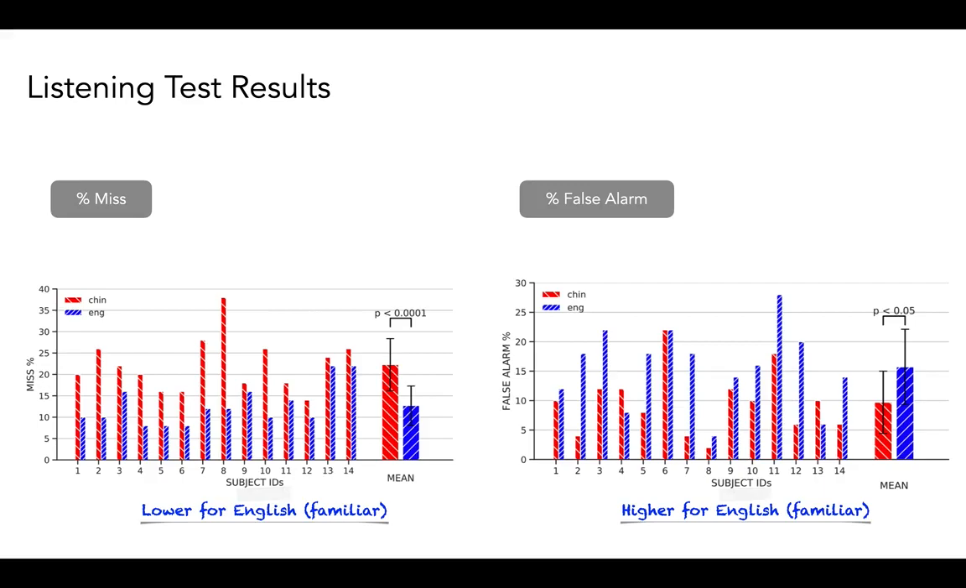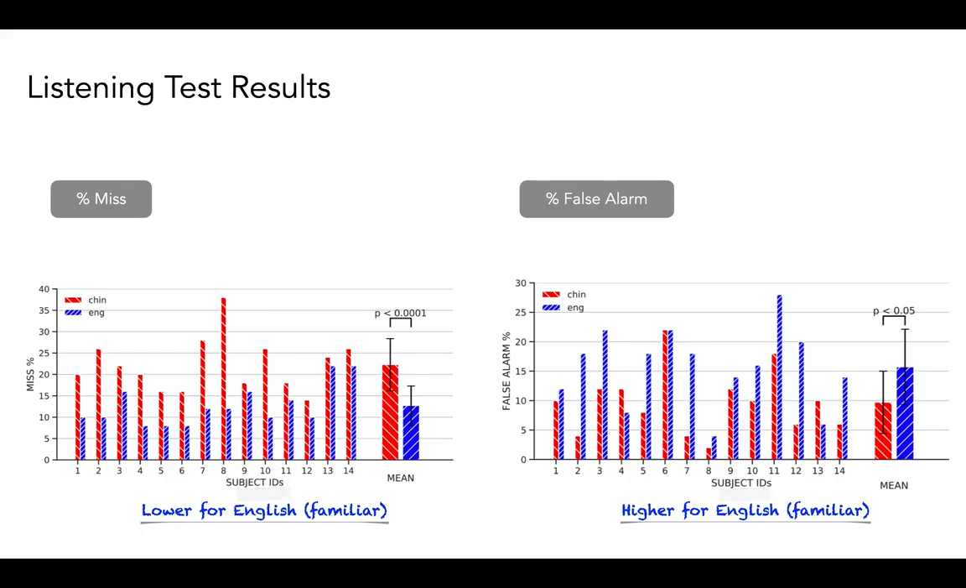And further, it is interesting to note that there are lower misses for English, which is the familiar language, than the Chinese. And the results are significant. Coming to the false alarm, which is shown on the right, the English false alarm is close to 15%, which comes to around 12 stimuli, and the Chinese false alarm is close to 10%, which comes to around 5 stimuli in a set of 50 stimuli.